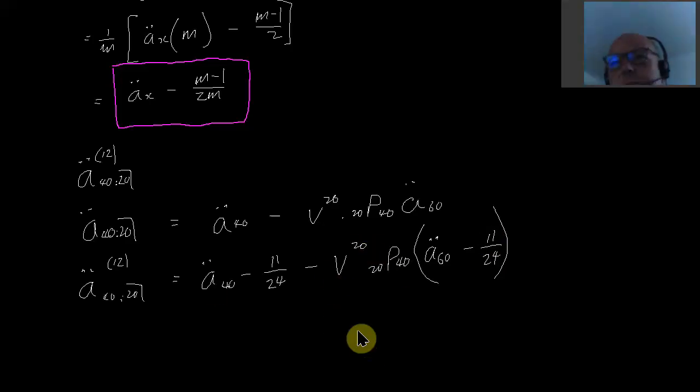You sometimes see it written out with the minus 11 over 24 taken outside here into a factor of 1 minus 20p 40 v to the 20. That is true, it's algebraically correct, but it's not a helpful way of thinking about it, really, because it's easiest just to think you are just doing that substitution on the whole of life annuity. Okay, and then everything else just comes out in the wash.